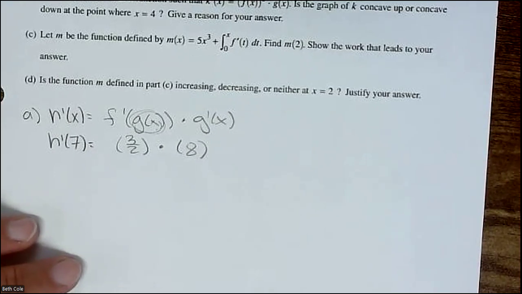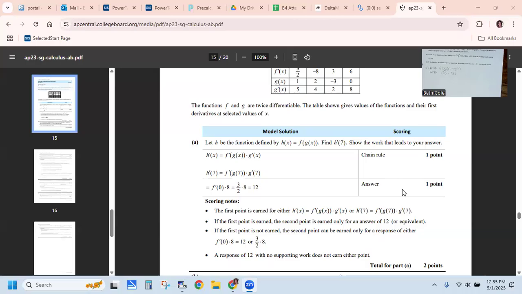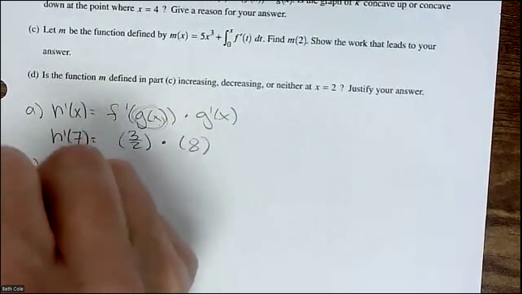Let me share my screen. We'll look at the scoring guideline. It was worth 2. A point for the chain rule and then a point for the answer. If you got both, give yourself 2 points. That was pretty straightforward.